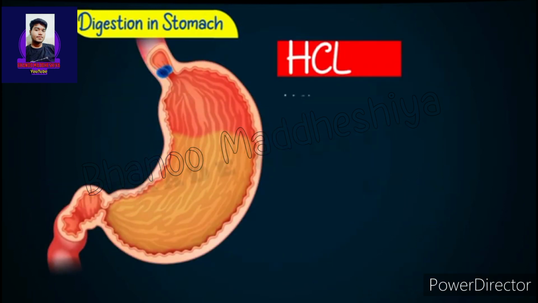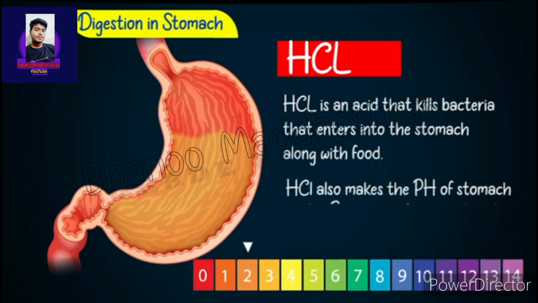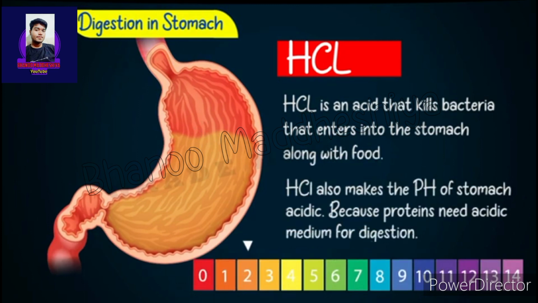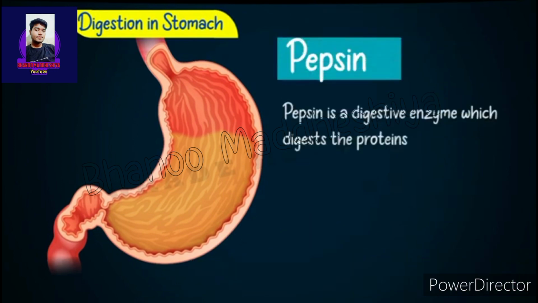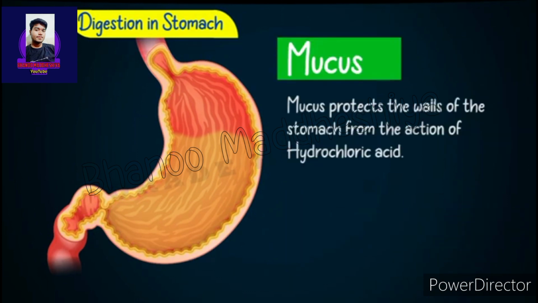HCl, that is hydrochloric acid, is an acid that kills the bacteria that enters the stomach along with food. HCl also makes the pH of stomach acidic, because proteins need acidic medium for digestion. Pepsin is a digestive enzyme which digests the proteins. Mucus protects the walls of the stomach from the action of hydrochloric acid.